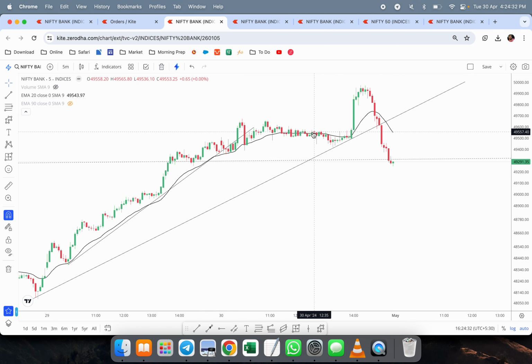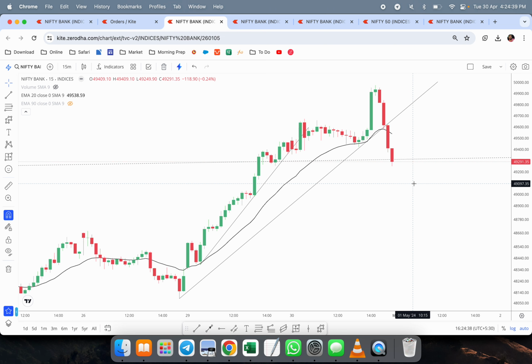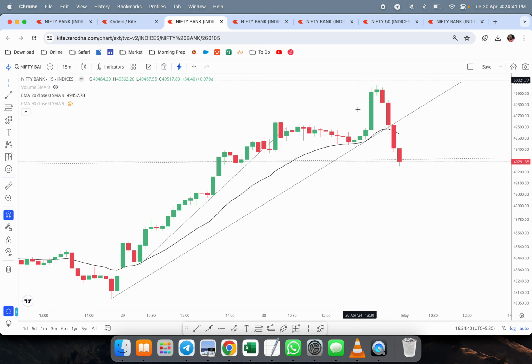That means the uptrend is not finished. That's why we saw this up move here. But coming back to 15 minutes, we see that this trend line has broken down here. So condition 1 is met.